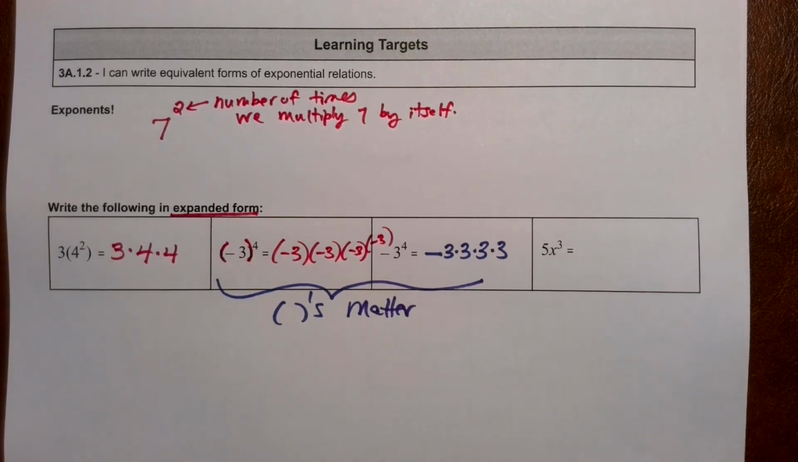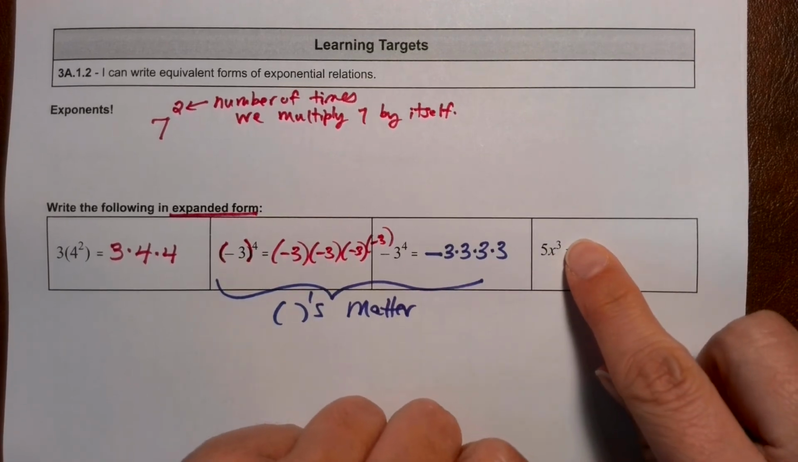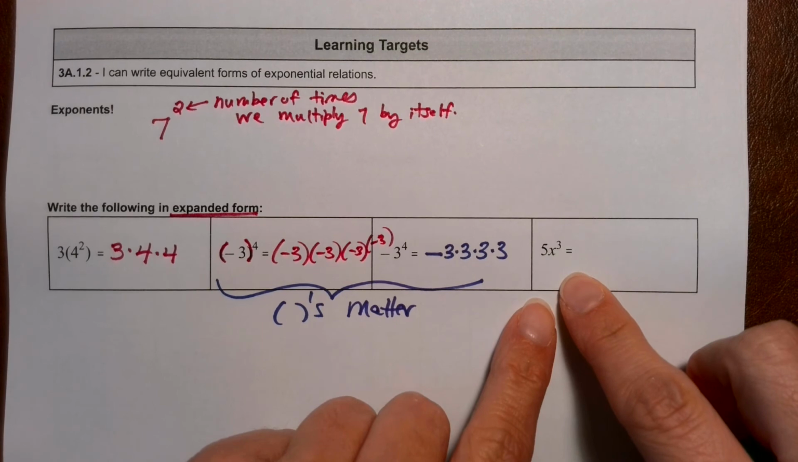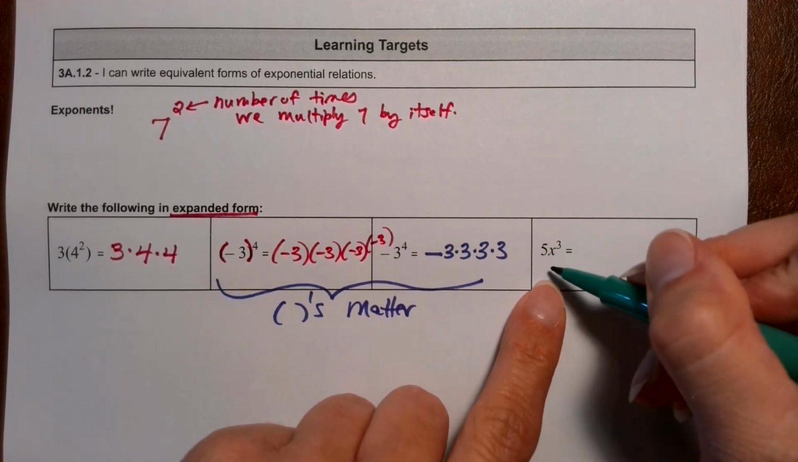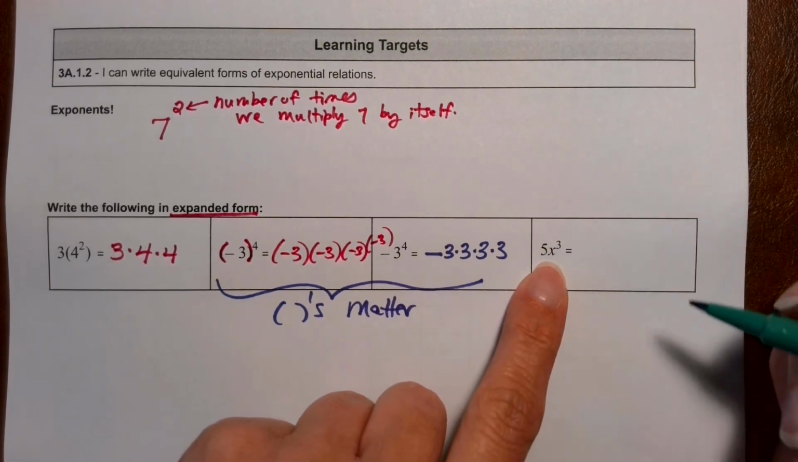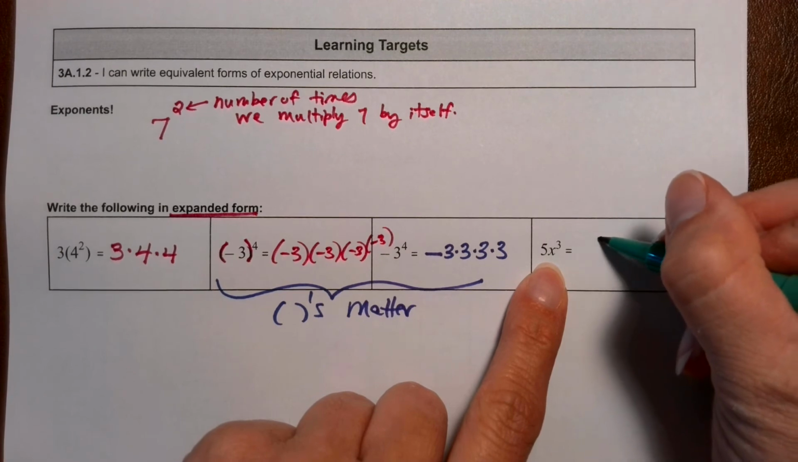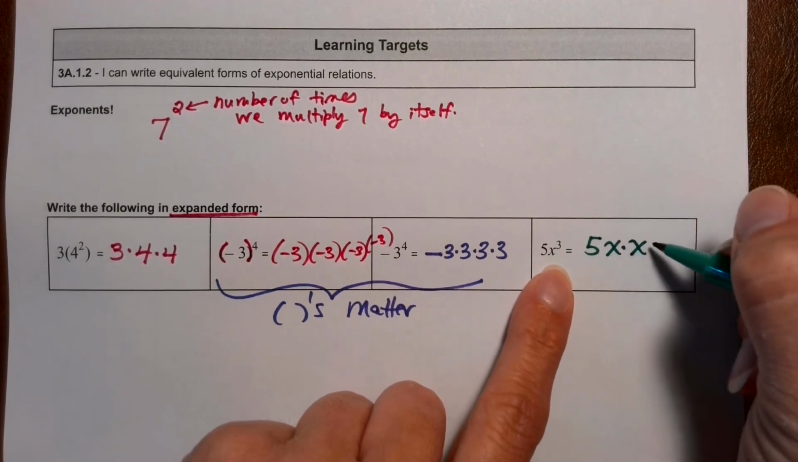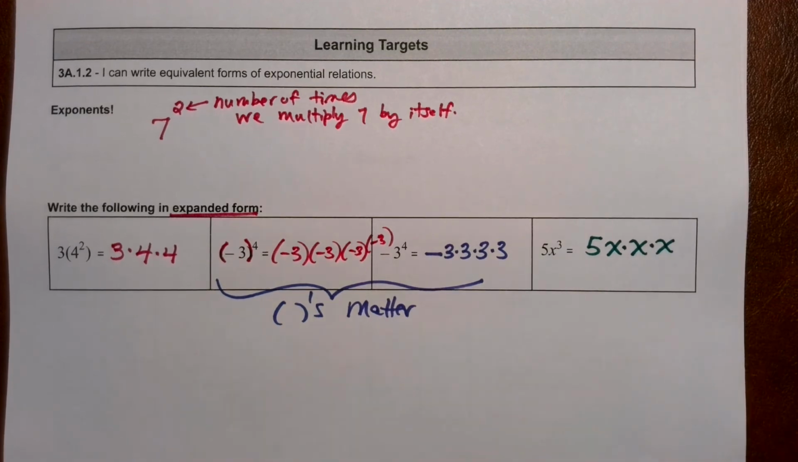Okay, you could also do a problem like this when there's variables. So I have to ask you, who does the exponent belong to? The 5 or the x or both of them? There's no parentheses. Okay, so the power only belongs to the x. So I'm going to write 5 times x times x times x, 3 times.